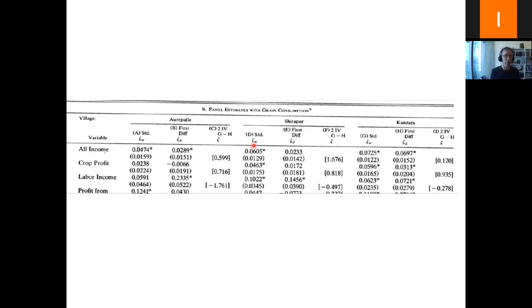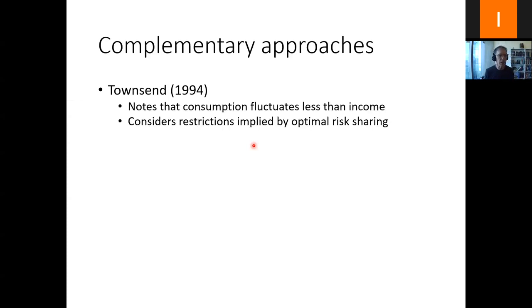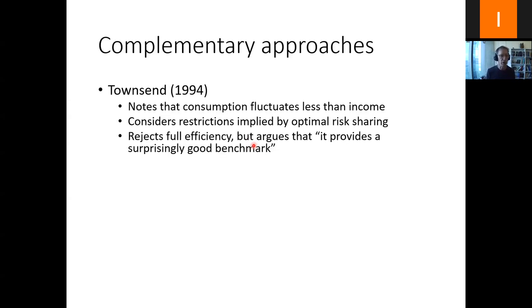What we don't know from Townsend is how that happens. So he knows that consumption fluctuates less than income. He considers the restrictions implied by optimal risk sharing. He rejects full efficiency, but he argues that it provides a surprisingly good benchmark. In fact, there's not that much covariation between my consumption and my income.